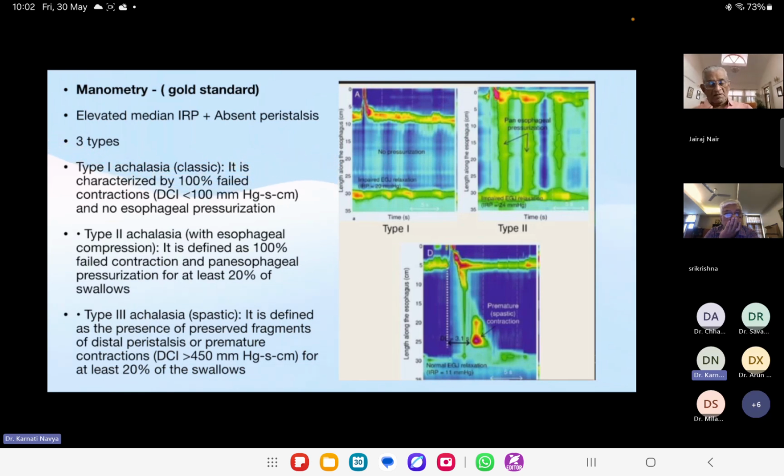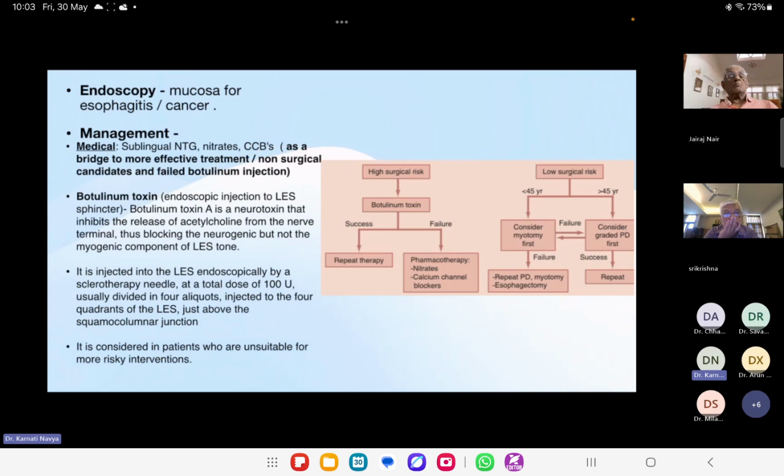These are the pictures showing similar things. There is no pressurization in the esophageal bars. There is 100% absent peristalsis. In type 2, there is pan-esophageal pressurization, which is indicated by the green bars. And the integrated relaxation pressure you can see measured as 24 mm of Hg. Whereas in type 3, you can see the DL is 3.1 seconds, which indicates that there is a premature spastic contraction. Endoscopy is done to check the mucosa in case of any esophagitis or a cancer.